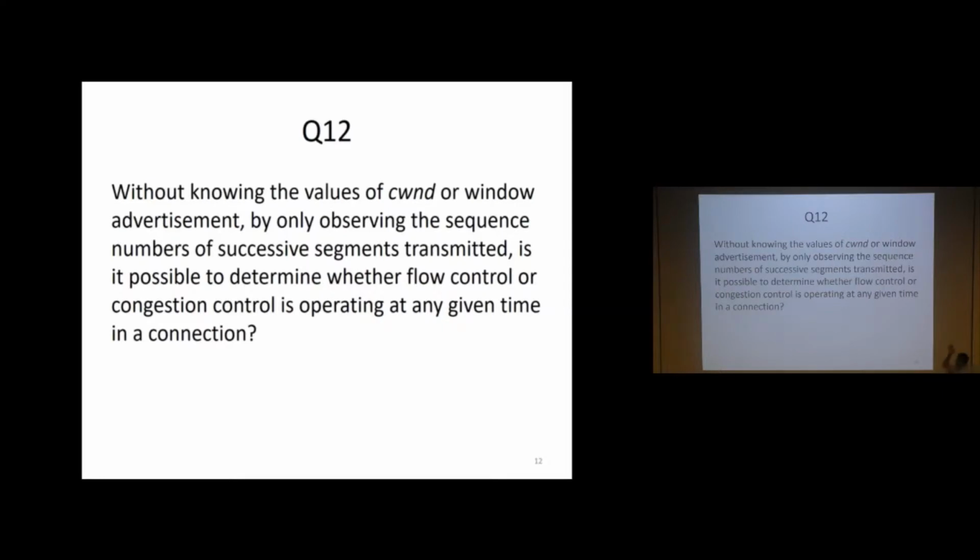So the question is, without knowing these values and just by observing the sequence numbers, can you tell if you're in flow control or congestion control? No. So flow control, if you remember, is an advertisement from the receiver to the sender. And congestion control is the sender determining congestion. So I'm just saying here, you don't know the congestion window or the flow window. By just observing the sequence numbers of successive segments, can you tell which one is the constraint?